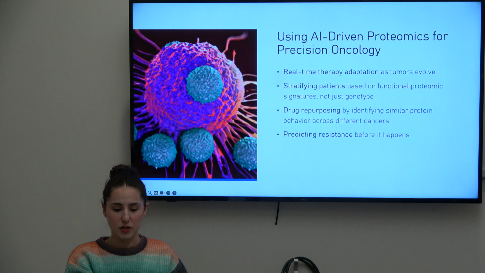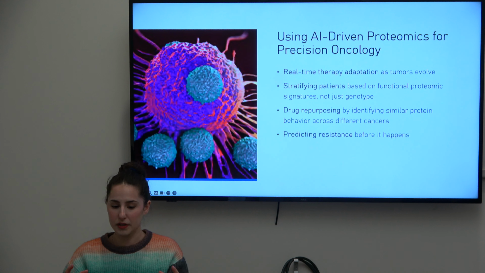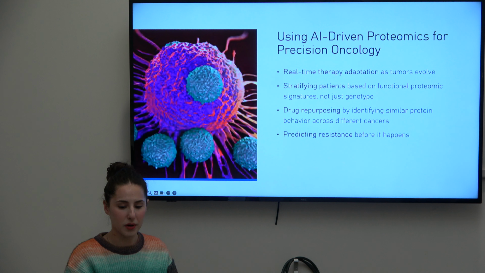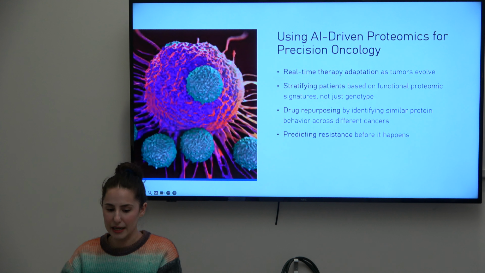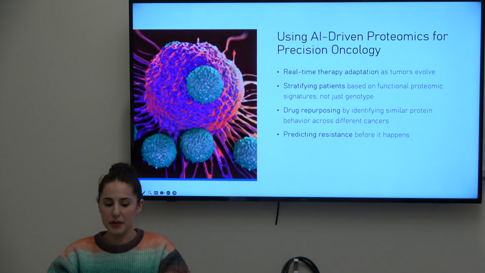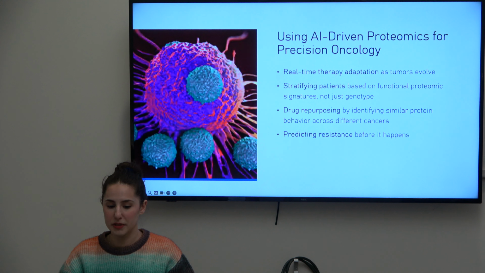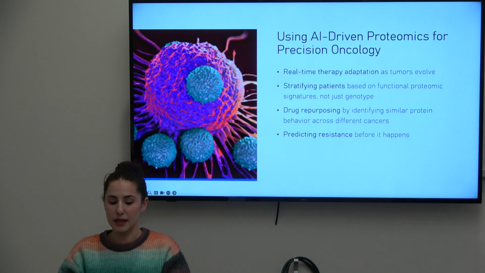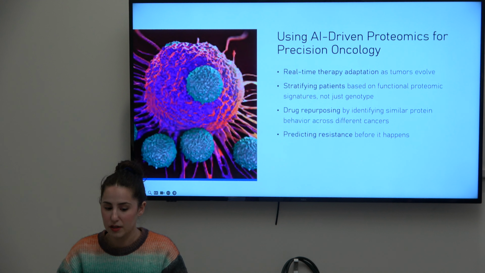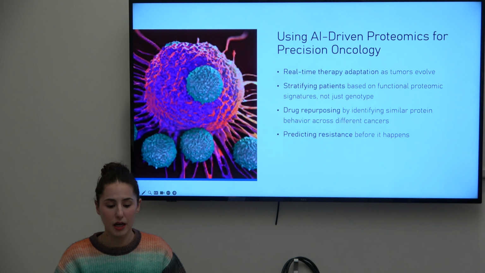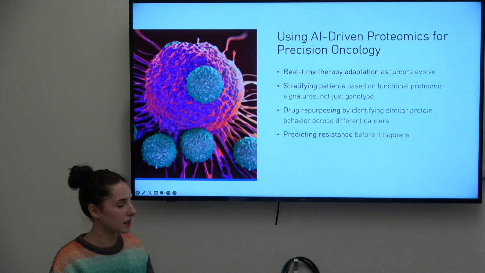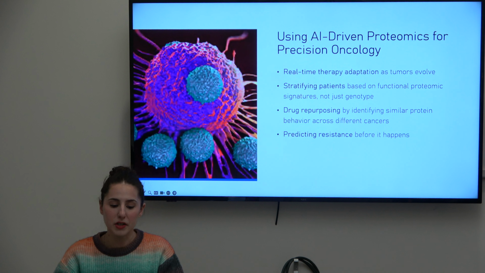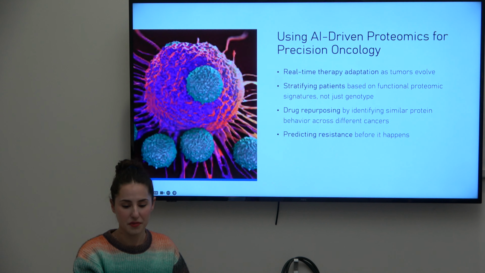progression. So by integrating AI-driven proteomic analysis into clinical practice, we can move beyond the static genetic markers and develop dynamic, personalized treatment strategies to adapt to the evolving nature of cancer. This approach enhances our ability to select the most effective therapies, monitor treatment responses in real time, and adjust interventions as needed, and ultimately improve patient outcomes in oncology.